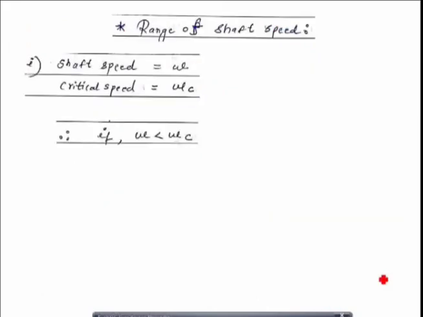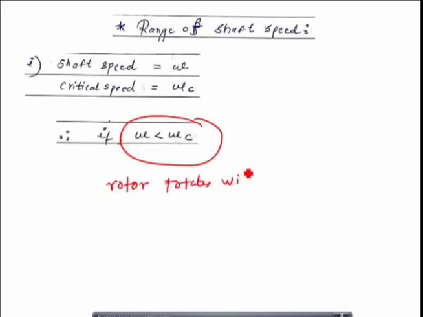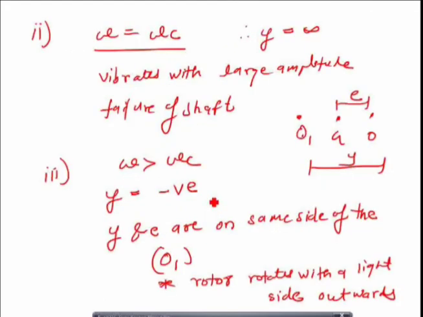And in case number one, when omega is less than omega c, where omega c is greater than omega, the rotor normally rotates with the heavy side outward. So these are the three ranges of speed which we have to understand. I hope you have understood this lecture. Thank you so much.